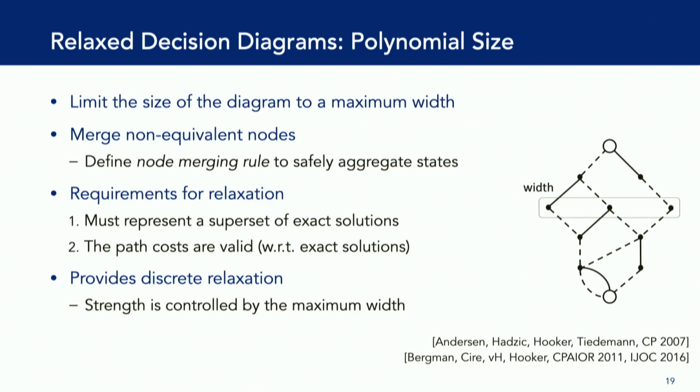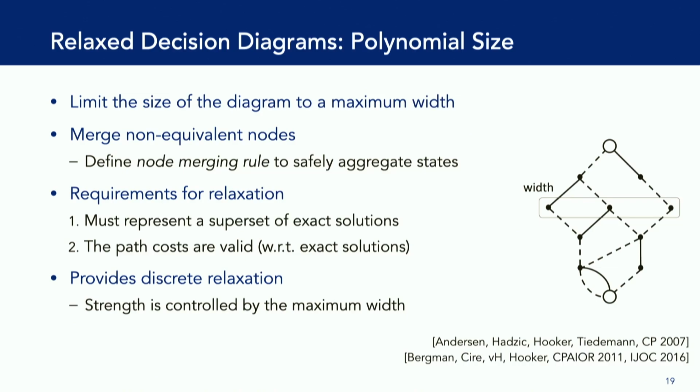I impose a maximum limit. The width of the diagram is the size of the maximum layer. So in this case, on the right here, we have a width 3 diagram. Suppose I want to impose a maximum width of 2. Then you have to merge states. That's what we'll do, and we'll introduce a merging operator.